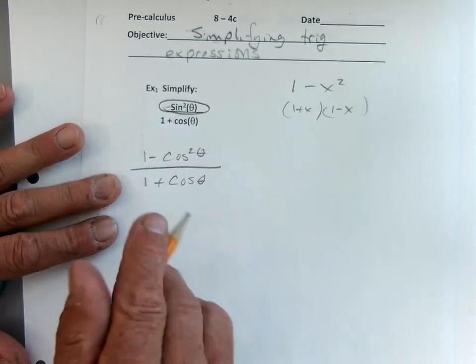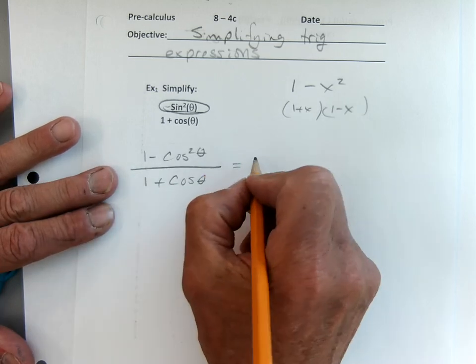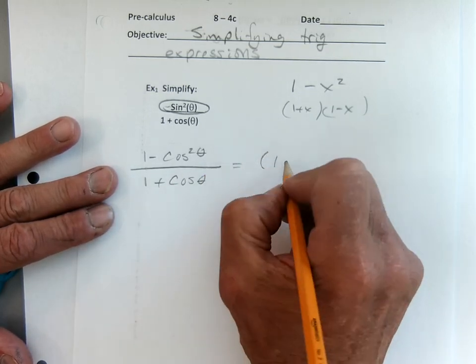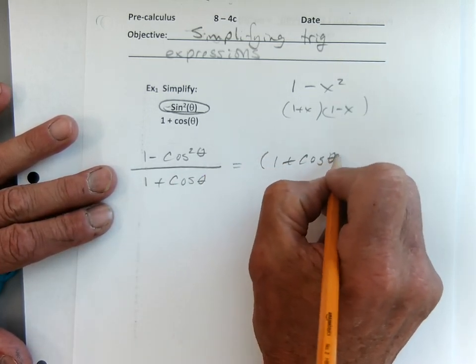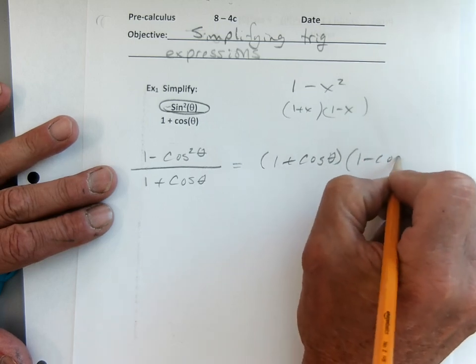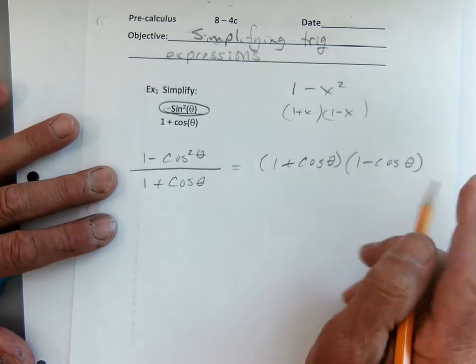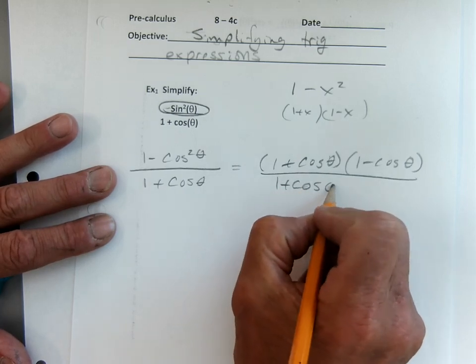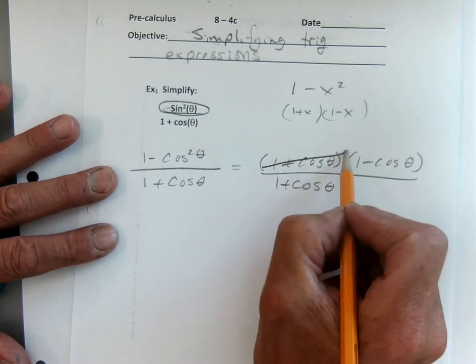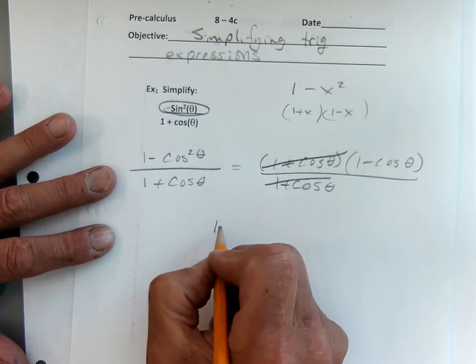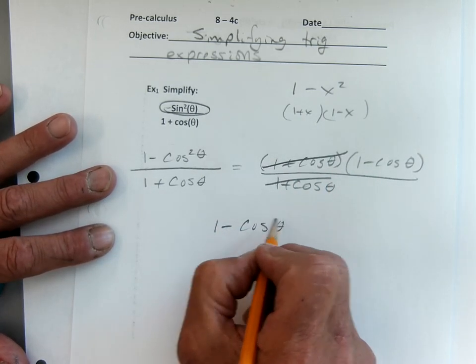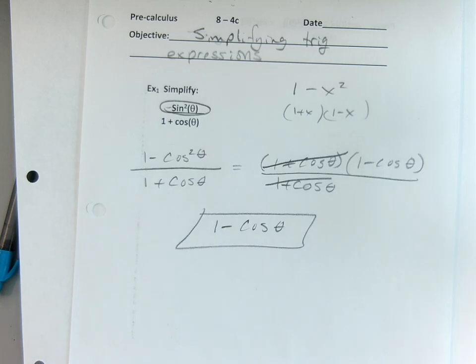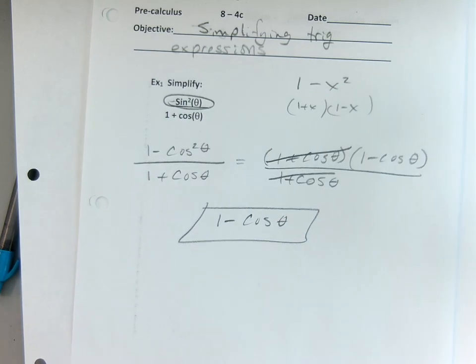So if I factor 1 minus cosine squared, I could factor that into a 1 plus cosine theta and a 1 minus cosine theta. And that is over this 1 plus cosine of theta. And then you can see how all of that will cancel all of that, and you're left with just 1 minus cosine of theta. And that's about all you can do with that. It simplifies down to that, okay?